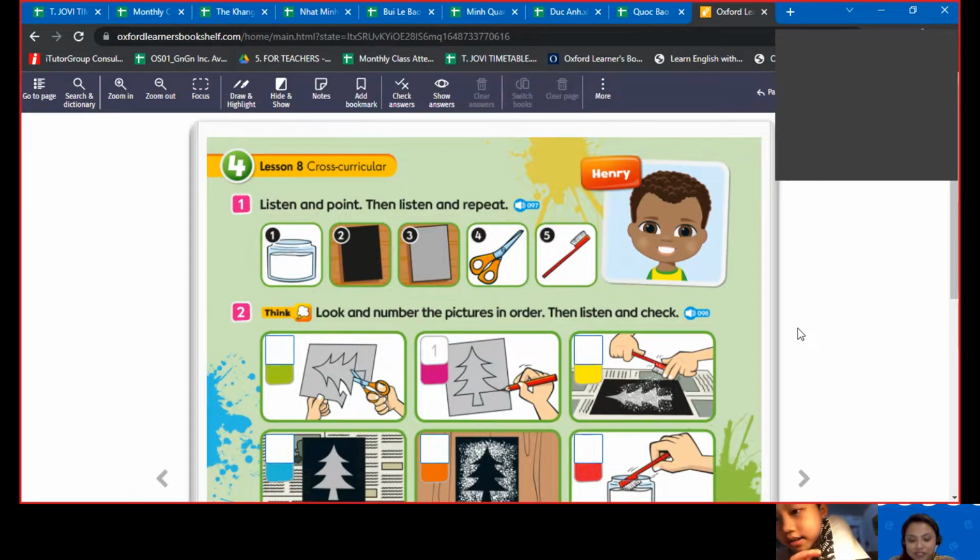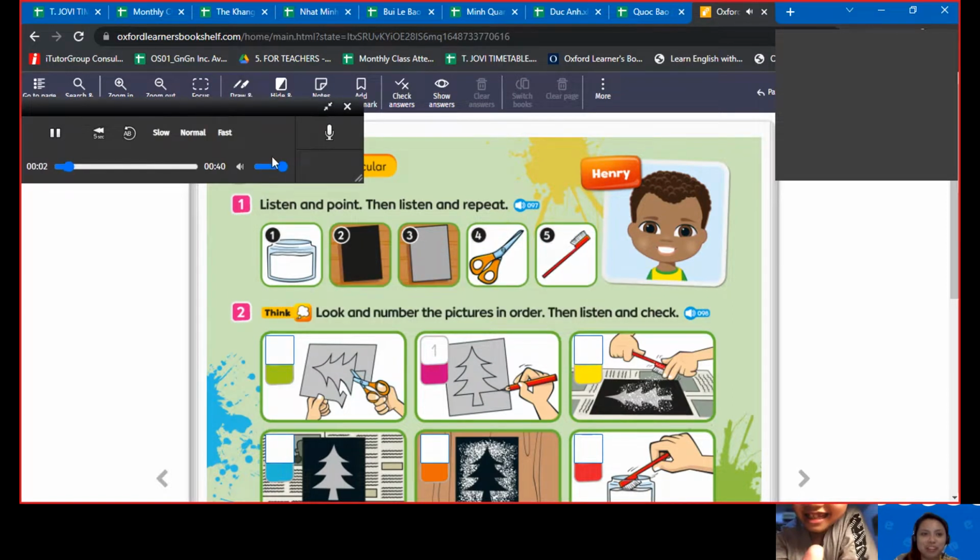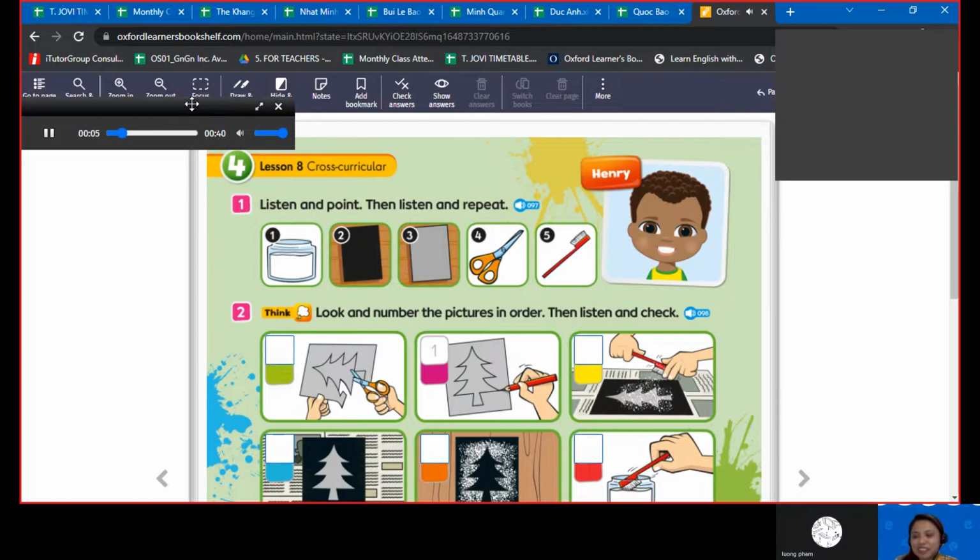Okay. All right, so now. Let's start, and we're going to listen, point, and repeat. Ready? Let's start. Listen 97. Listen and repeat. No, repeat. We can paint. Let's paint a picture. We need.